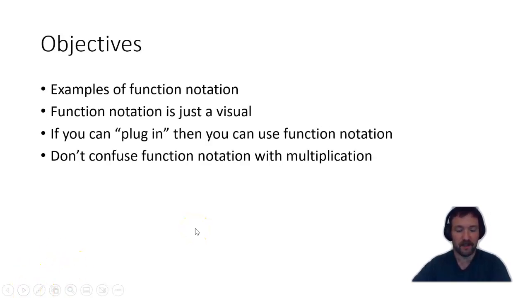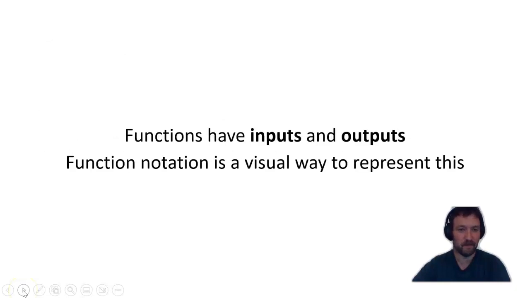The objectives of this video: we'll look at some examples of using function notation. Second, function notation is just a visual cue. It is just grammar, so it gives a different way to represent an idea that you already know, and the idea that you already know is how to plug in. If you know how to plug in, then this is just a different way of representing that. And the last thing, do not confuse function notation with multiplication. That would be like confusing a comma with a period in the English language arts example. But anyway, let's jump into it and we'll see what I'm talking about.